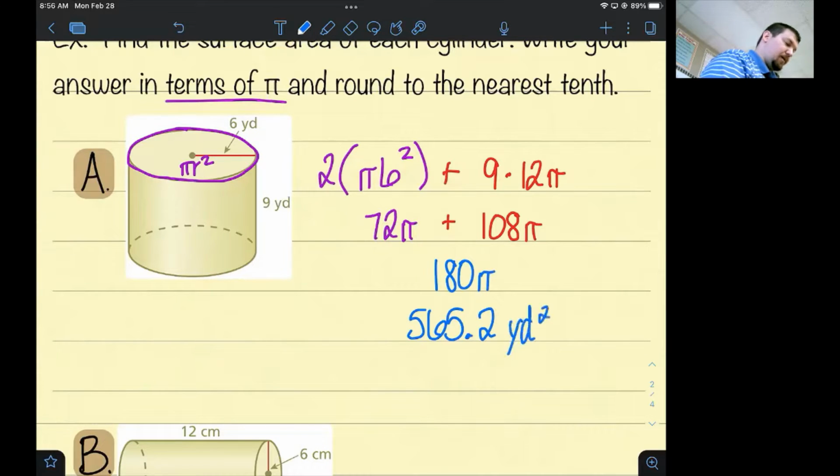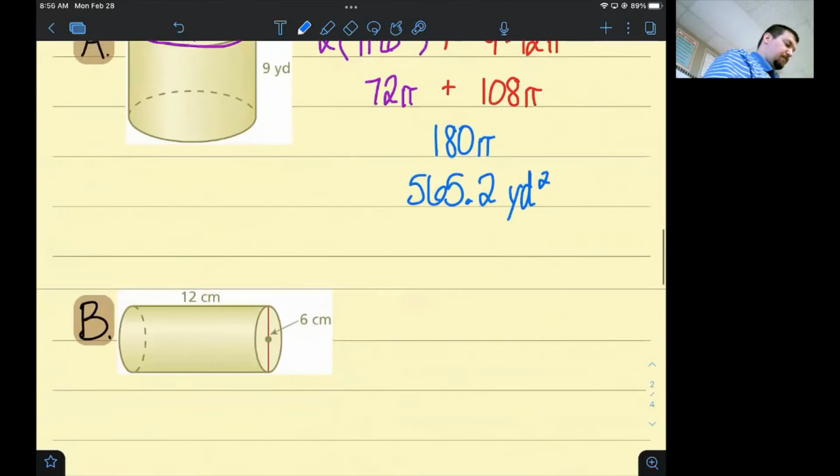So let's recap here. In purple, we have our two circles. That was 72 pi, and you can just leave it as 72 pi. In red, we have the curved rectangle that wraps around our circles. Its height was 9, its length was the circumference, or 12 pi. That gave us 108 pi, and then we added the 72 pi and the 108 pi together, and instead of getting a whole bunch of decimals to type into our calculator, we only have to type in 180 times 3.14, and that's our answer. Let's do another one.